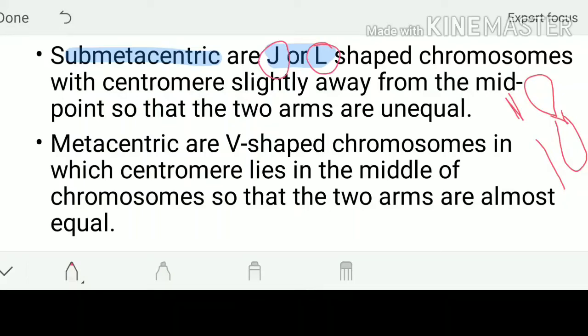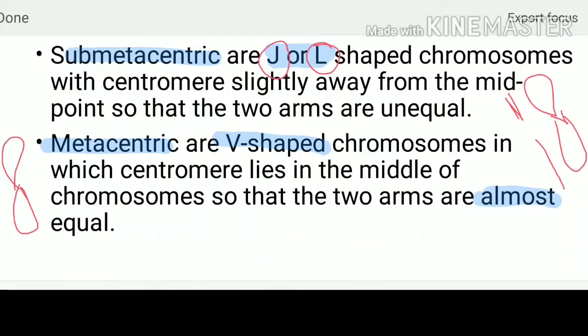Now the last but not the least one, the metacentric chromosome or the V-shaped chromosome. The V-shaped chromosome is the metacentric chromosome because the centromere is present in the middle of it. I'll try to draw that as well. Okay, this is a metacentric chromosome. Here the two arms are almost equal to each other. Please do remember, almost equal to each other.